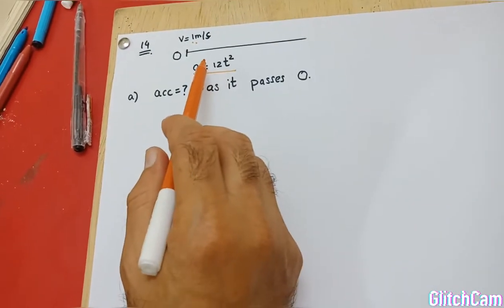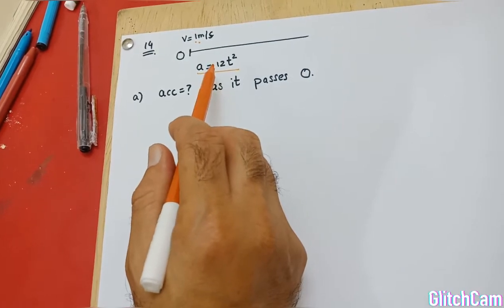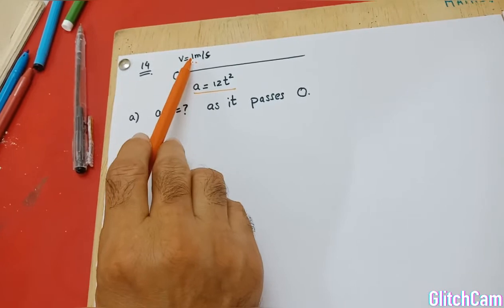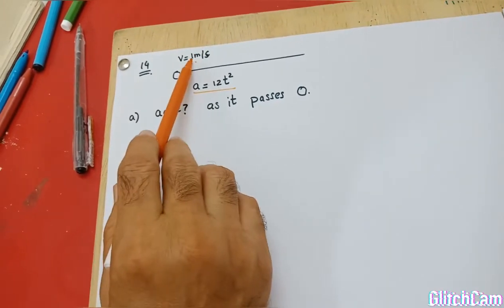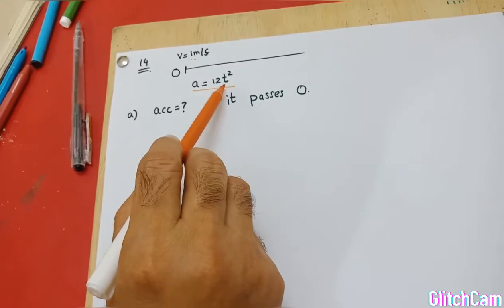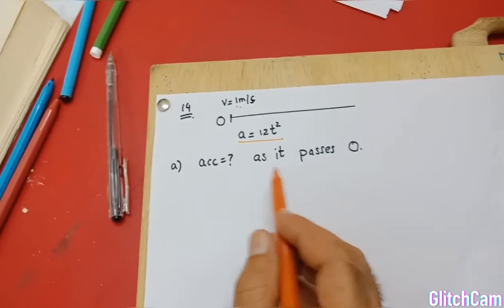This is a question where we are given the expression for the acceleration. The question says a particle traveling in a straight line passes a fixed point O with a velocity of 1. So when it is passing through O, the velocity is given. That means the initial velocity is 1 when the time is 0. Its acceleration is given as 12t squared, and we have to find the acceleration first of all as it passes O.